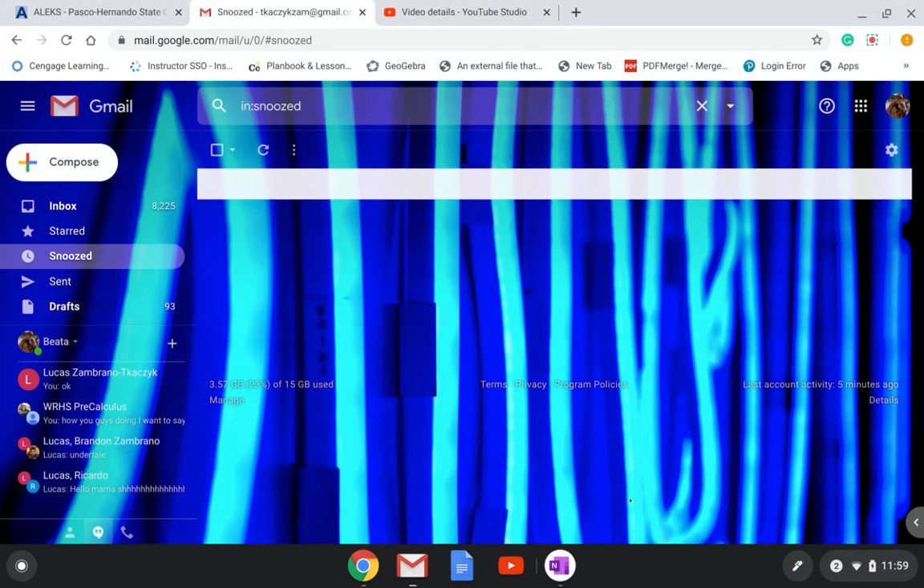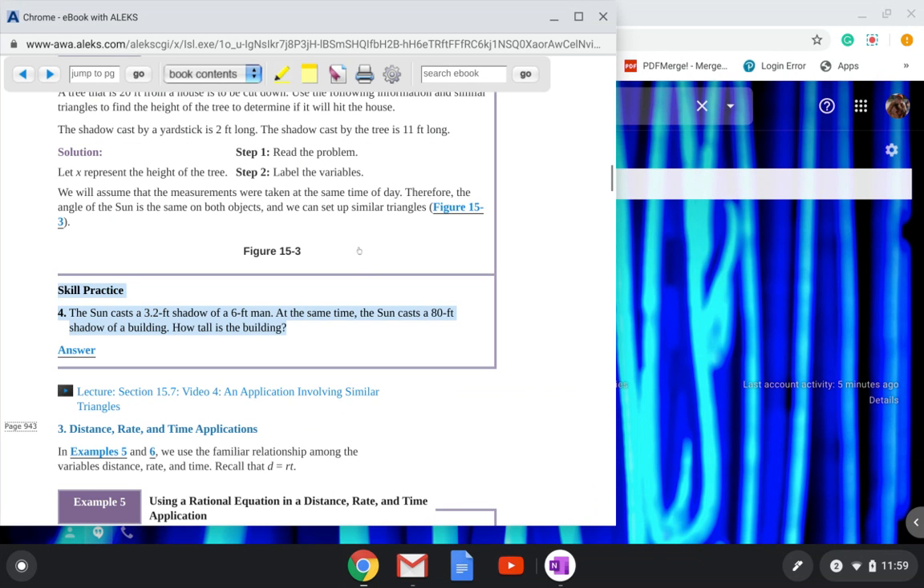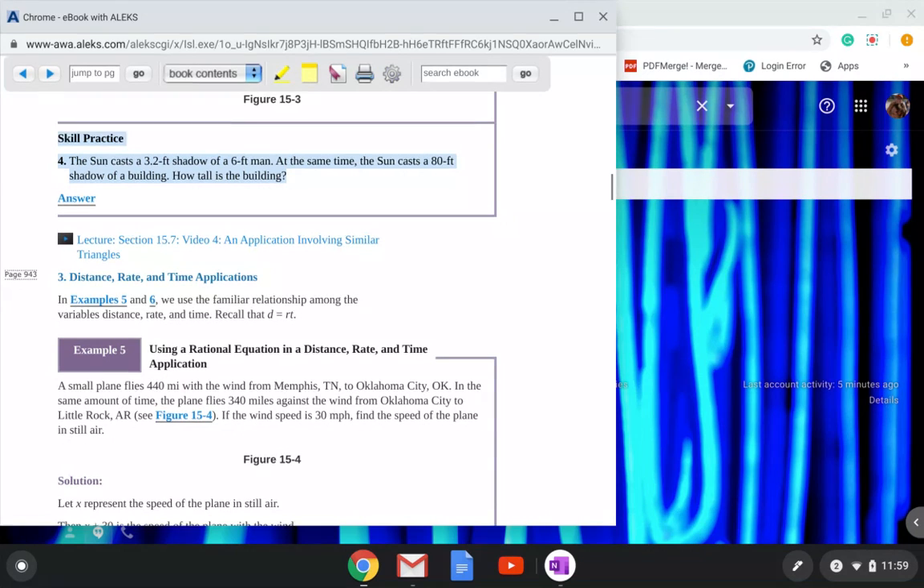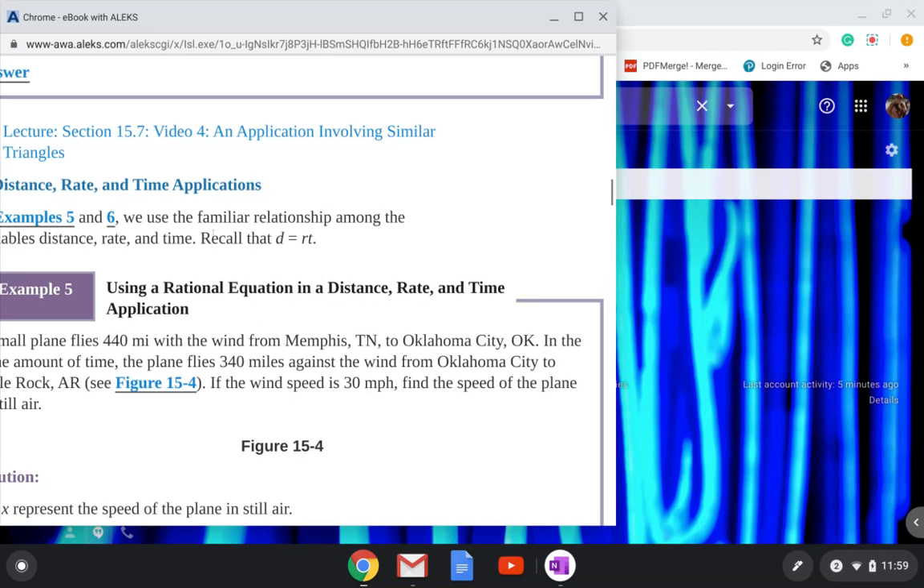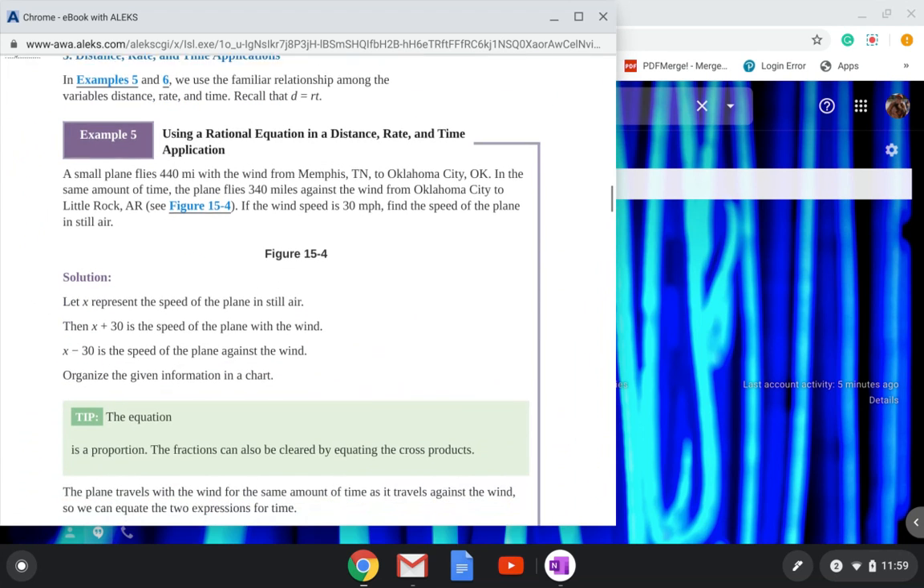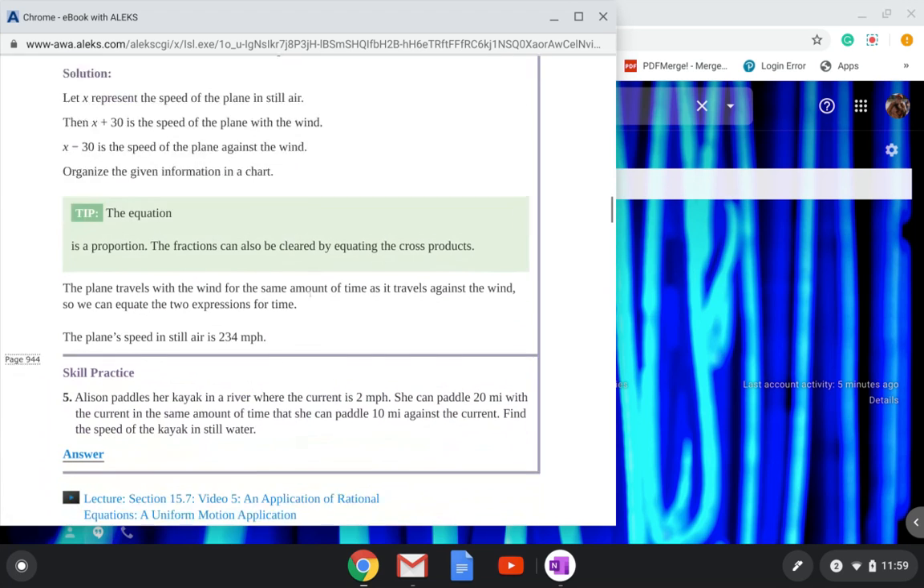Okay, guys, so I'm going to start recording video 2 of section 15.7, and in this video I want to solve two problems with distance, rate, and time application. So again, I just want to recall that distance is rate times time, which is speed times time. So we're going to use that.